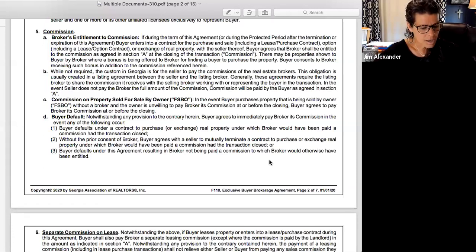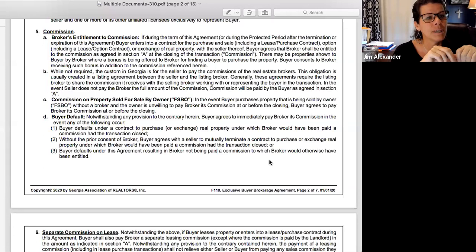Perfect. All right. So, Section 5, commissions. A couple of key points here. If you want to highlight for your buyer, look at 5B, and it kind of reiterates what our script already talked about.